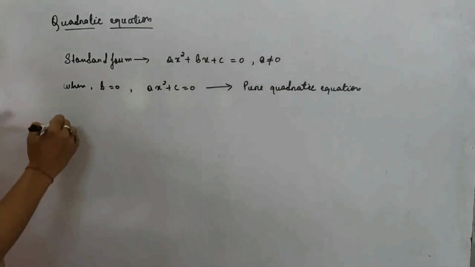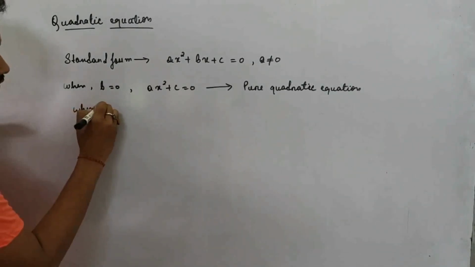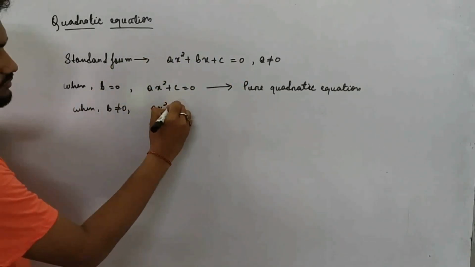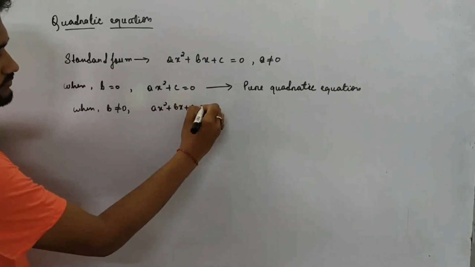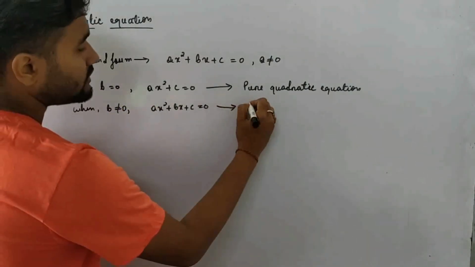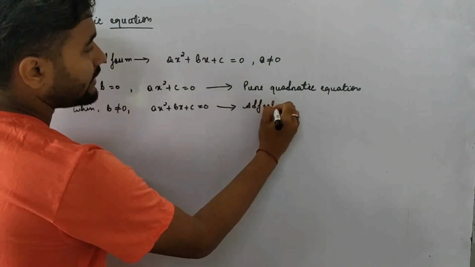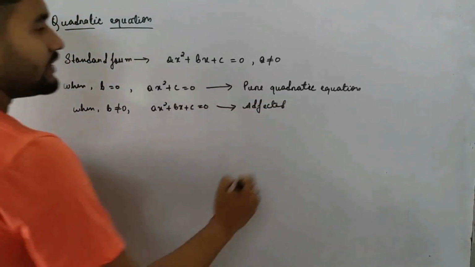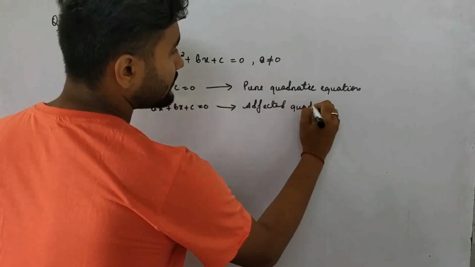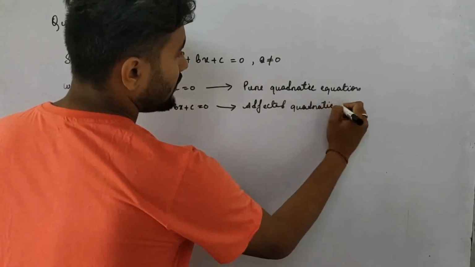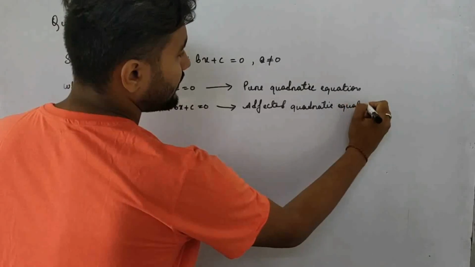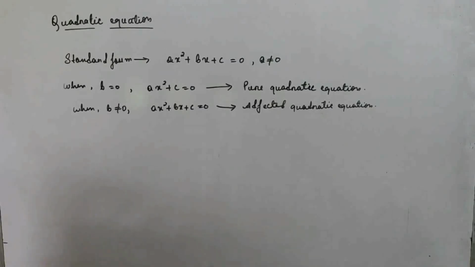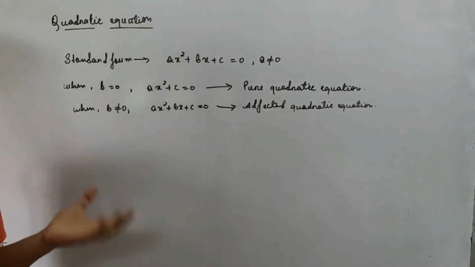And if b is not equal to 0, when b is not equal to 0, means for this one only, ax square plus bx plus c, if b is not equal to 0, then we say that it is an adfected quadratic equation.